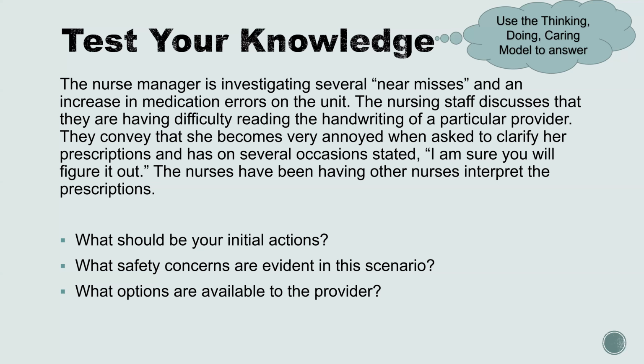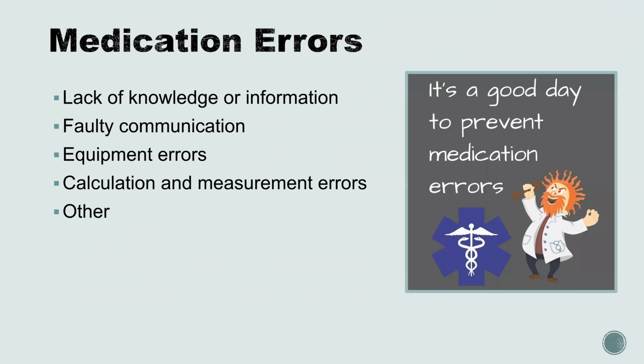And then for the provider, there are obvious safety concerns with this, right? So we want to make sure that there's something that's going to work in the future. Maybe this provider in the future can print her prescriptions or something like that, which gets rid of that user error. Or maybe they can do computerized physician order entry, where they just enter it into the computer system that is available in lots of different places.